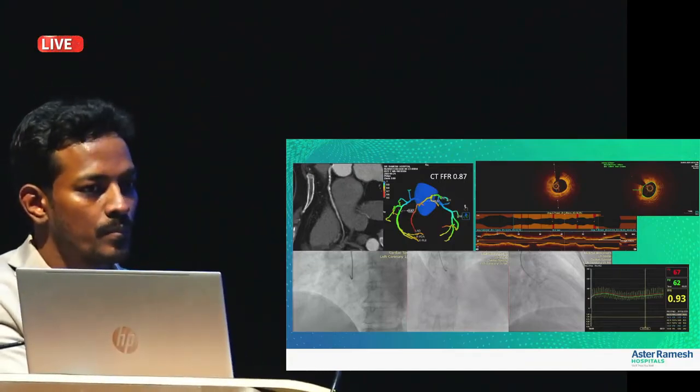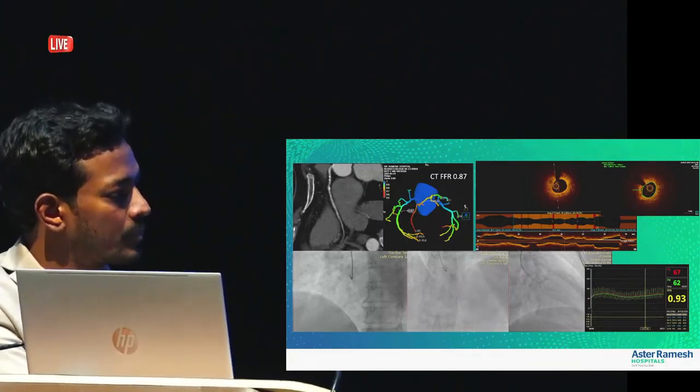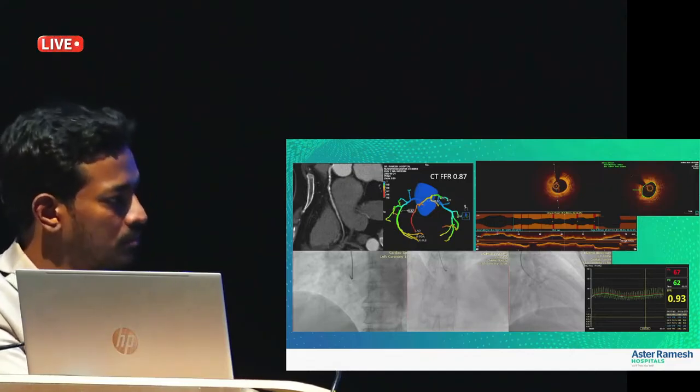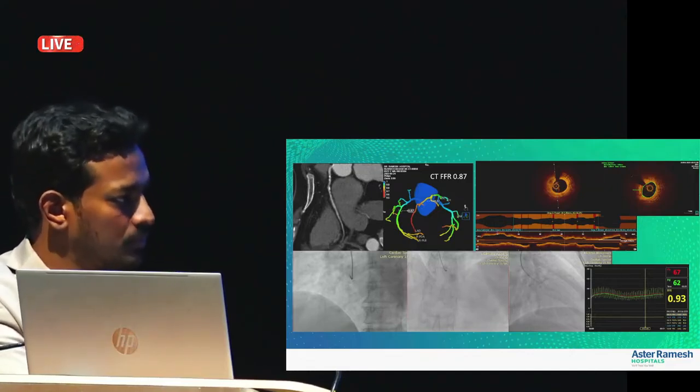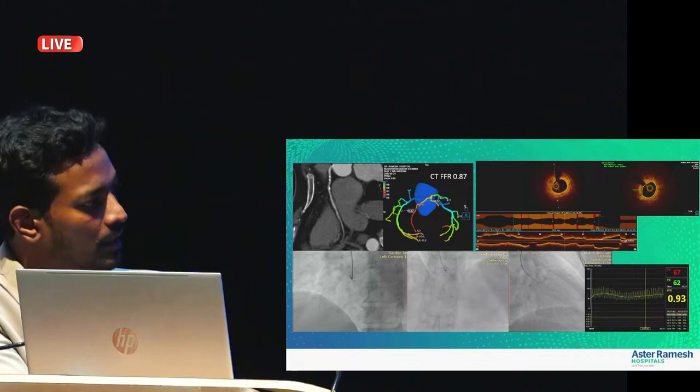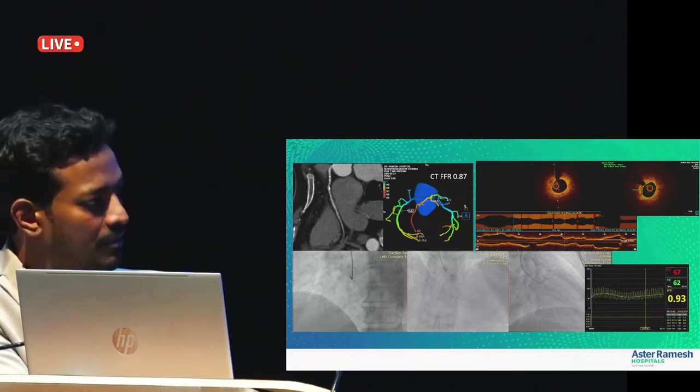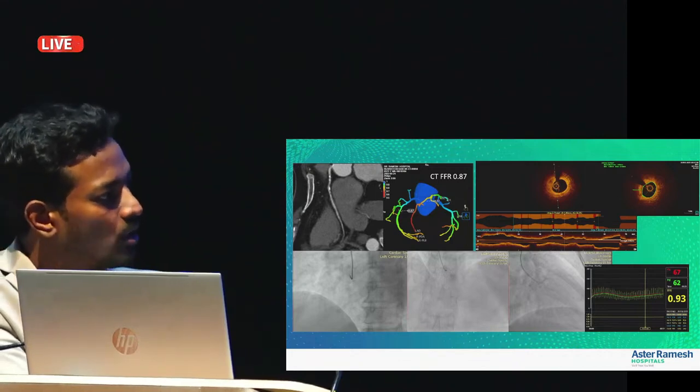Managing these patients on a high dose of statins to passivate the plaque could also be one option, as you have explained to the patient. Optimal medical therapy would definitely play a role, whether you stent it or not. Yes.